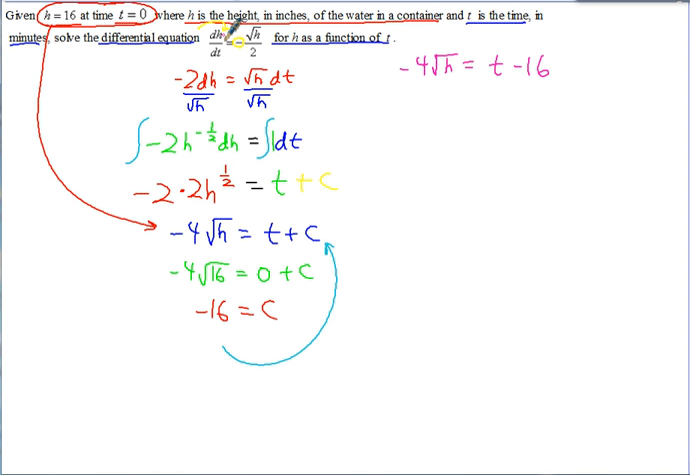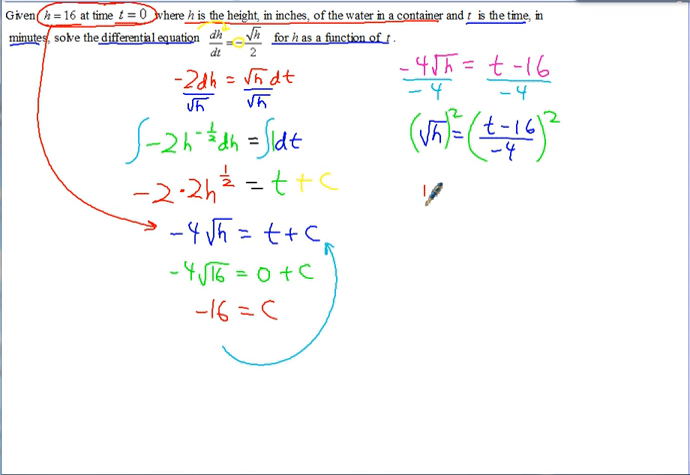So to get h by itself, first you would divide both sides of the equation by negative 4. Here you can have a choice. You can divide it all by negative 4, or you can divide it separately. I'm just going to divide it all, but either way would work. So then you have the square root of h equals t minus 16 over negative 4. And finally, to isolate the h, you would square both sides. Get rid of the square root.